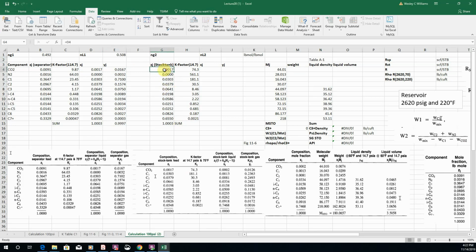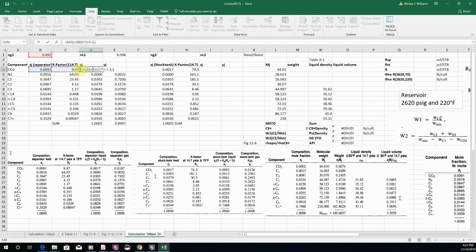So you noticed I already had it auto fill in. The liquid values are what's coming out of the separator. That is what's going into the stock tank. So these values are just copies of those values. And we would have to go back to the tables and look up K factors at a different pressure. So 14.7 psi, or atmospheric pressure. That gives us all new values for K factor. And then we basically need to do the same thing again.